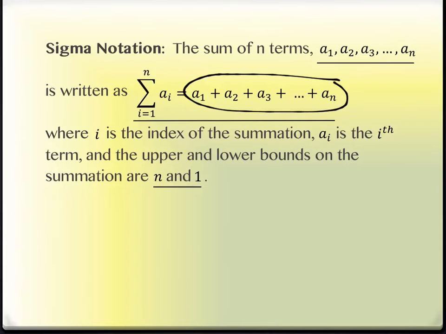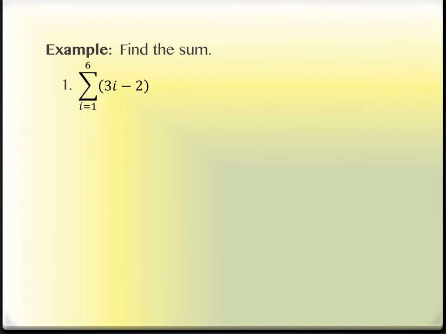Okay, so we're going to do an example where we sum a small number of these together. We have the ith term being 3i minus 2. And this sigma notation tells us we're going to start at 1 and go to 6. So what that means is I'm going to have an a sub 1, an a sub 2, all the way to a sub 6. And I'm going to add all these together once I get their values.